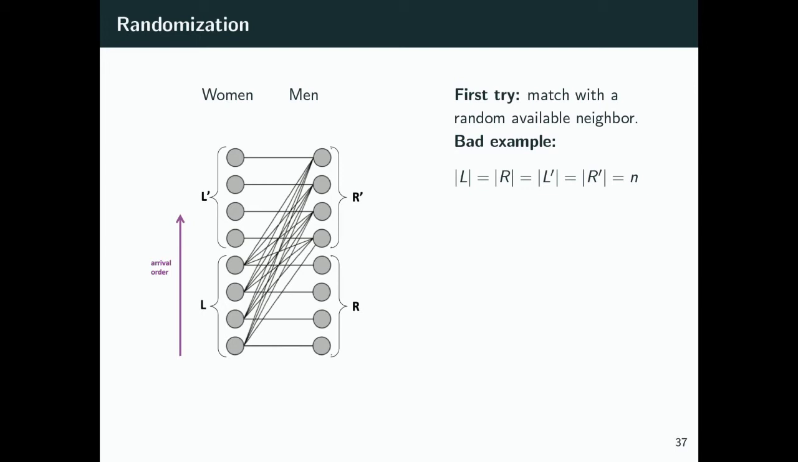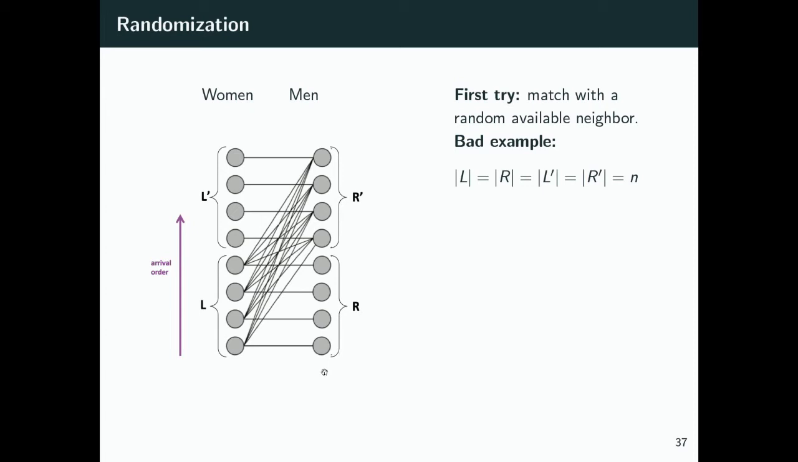So here I have a bipartite graph, and the women are divided up into two groups of size n, L and L prime. The men are divided up into two groups of size n, R and R prime. Every woman in L has an edge to every man in R prime. But the perfect matching in this graph is the cross matching, the horizontal matching. And suppose the women arrive in this order, okay? So the first woman that arrives has n plus one neighbors.